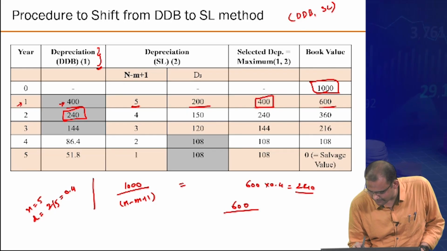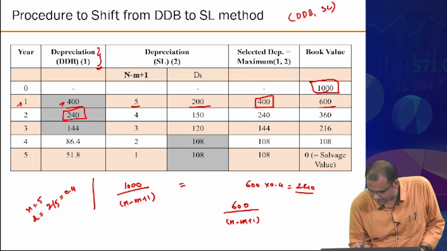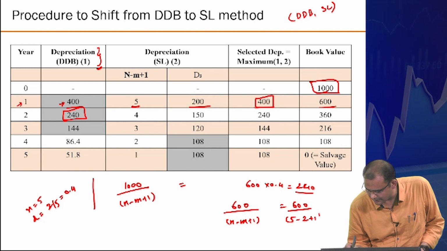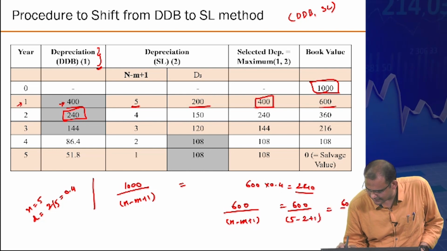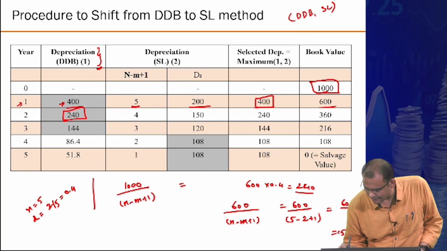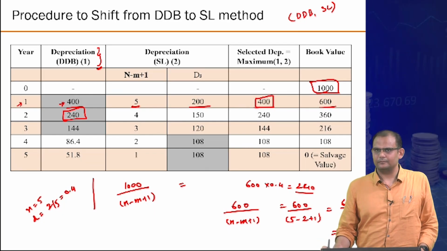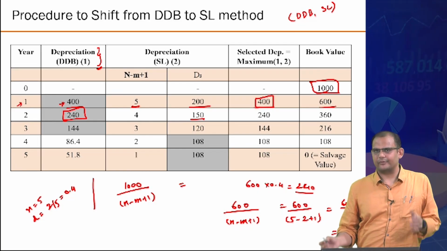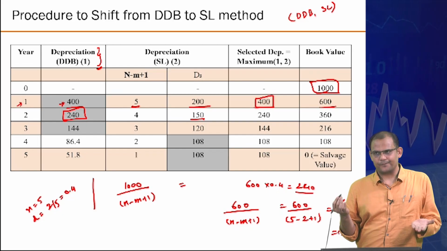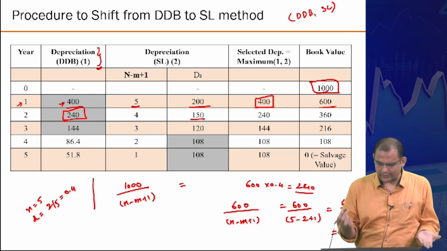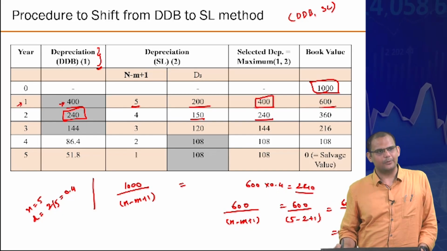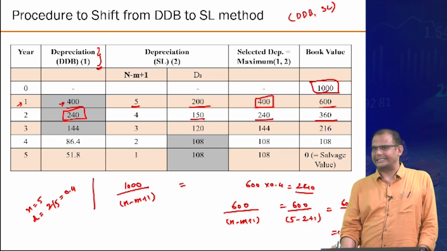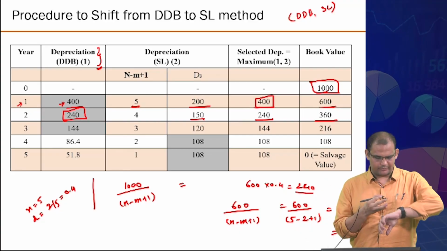600 divided by N minus M plus 1, 600 divided by 5 minus 2 plus 1, 600 divided by 4, 150. Making sense? This amount is 150. Which one to choose? 240. So the maximum of the two is 240. You allow the depreciation for that. The book value becomes 600 minus 240, which is equal to 360.